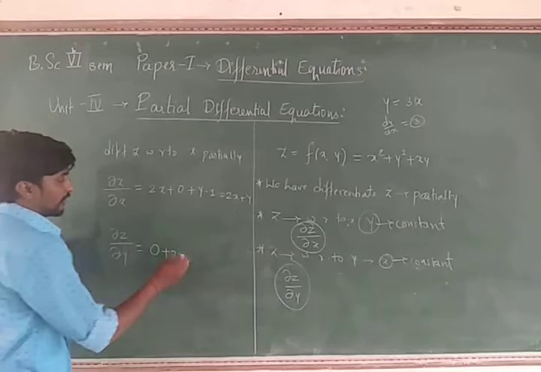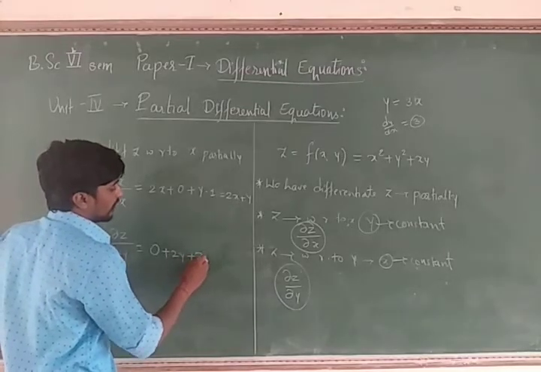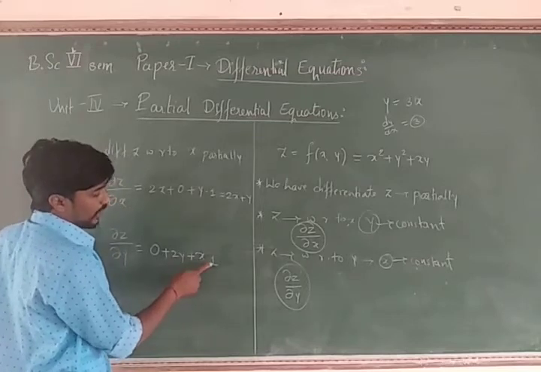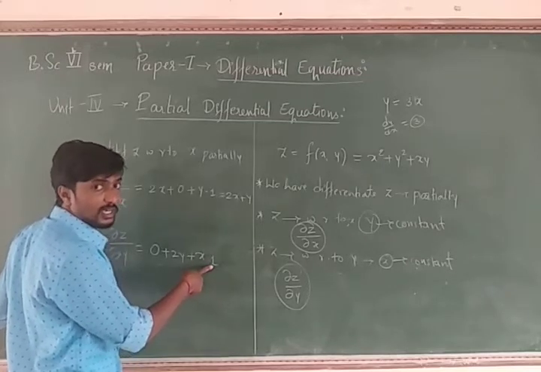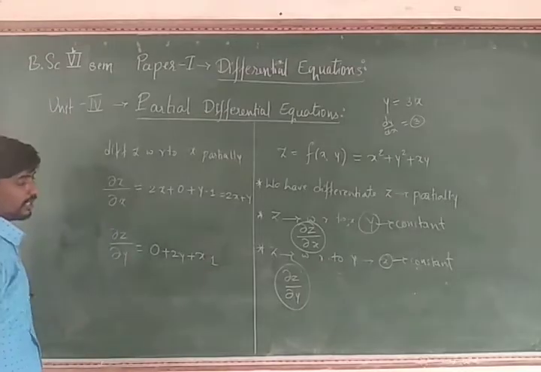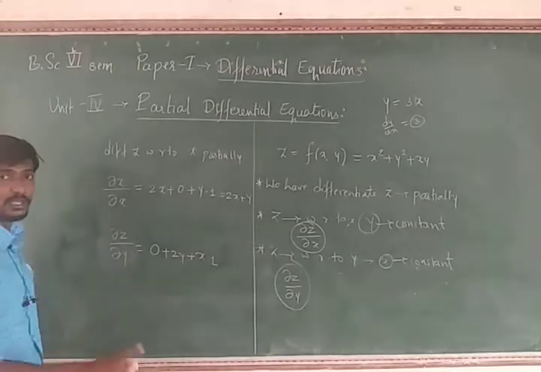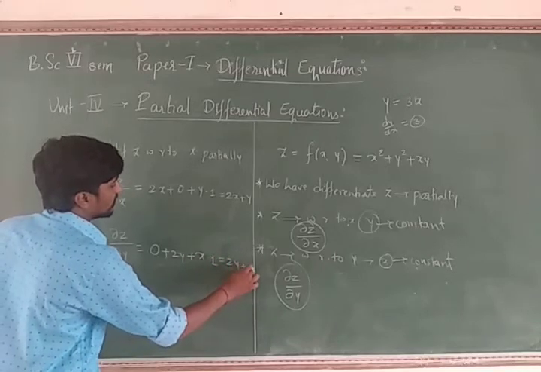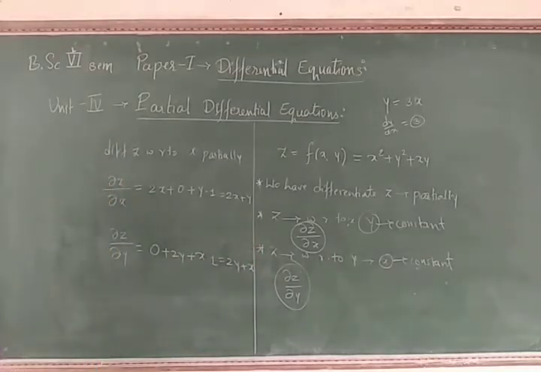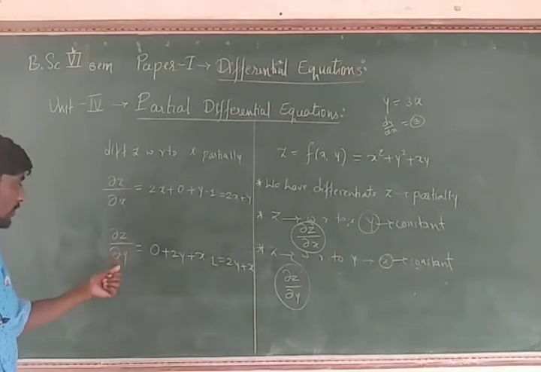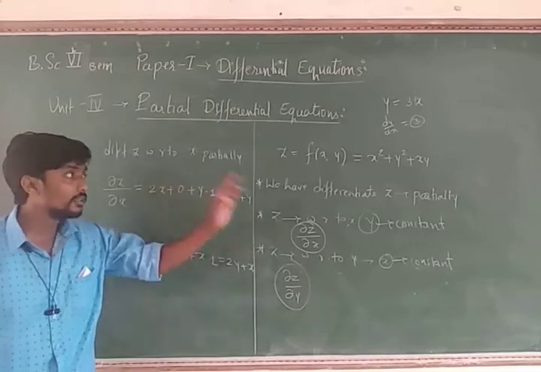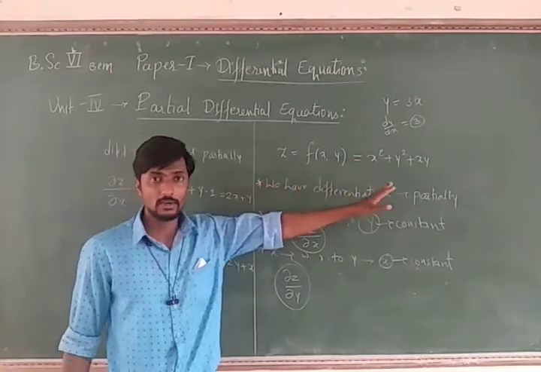Now differentiate x into y, it is x into 1. Why is it x into 1? Because x is a constant and y is a variable here, treated as an independent variable. Therefore the differentiation of y with respect to y is 1, and so it is x. Ultimately the value will be 2y plus x. So this is dou z by dou x and this is dou z by dou y. I hope you understood how to differentiate the given function in the two variable format.